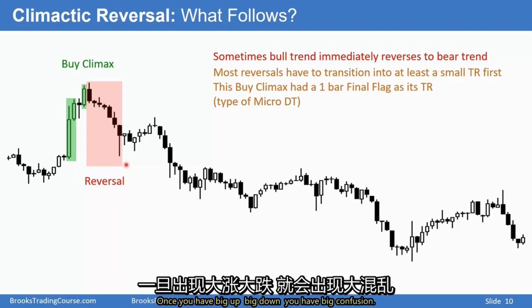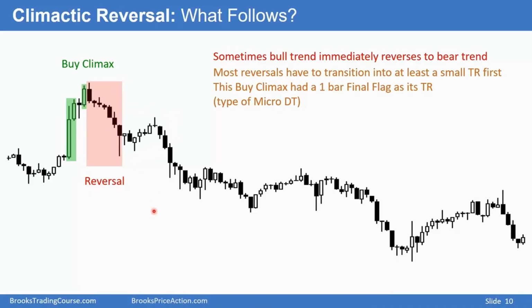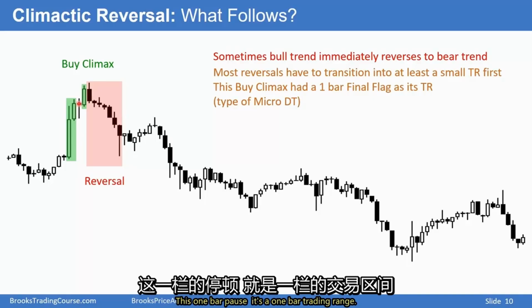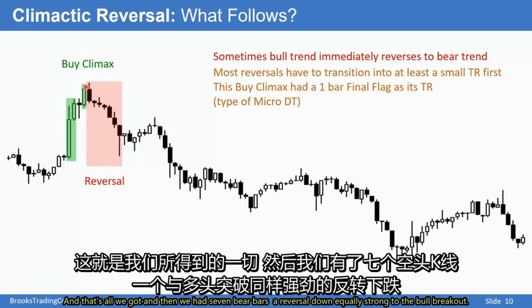Once you have big up, big down, you have big confusion, the market usually goes sideways, at least for a few bars. This 1 bar pause, it's a 1 bar trading range. We got a strong rally, probably going to get at least a small second leg up, and that's all we got. And then we had 7 bear bars, a reversal down, equally strong to the bull breakout.